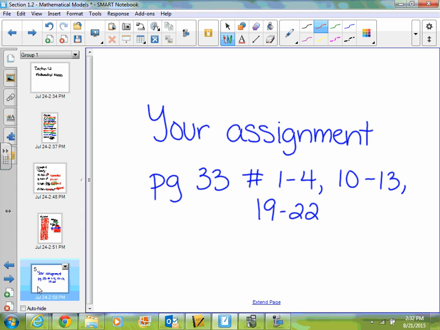Okay. So mostly what you guys are doing today is identifying function models. You're going to do page 33, 1 through 4, then 10 through 13, and 19 through 22.